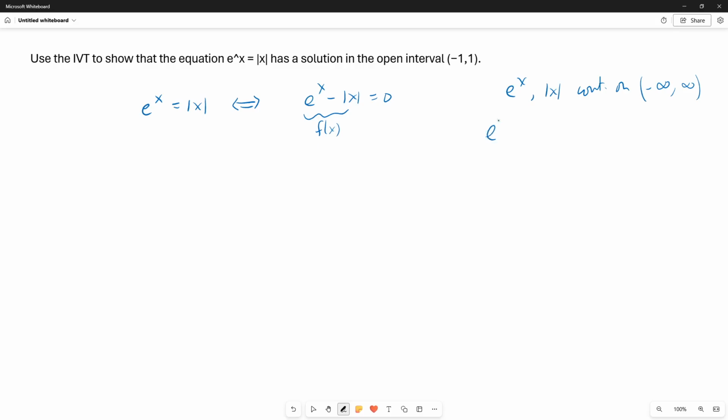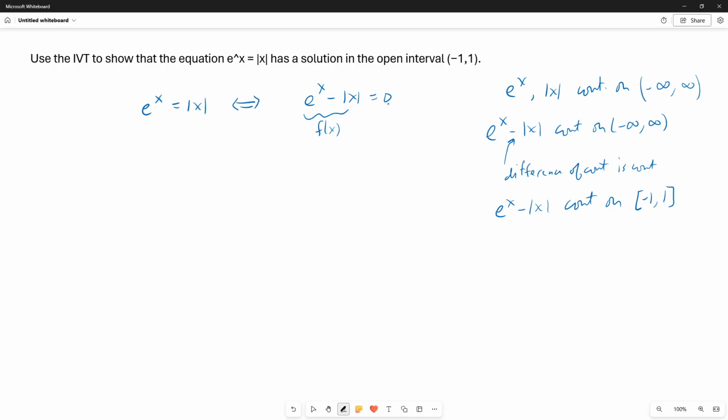And then if you subtract continuous functions, the difference of continuous functions is continuous. So the difference function here, e to the x minus absolute value of x, is also continuous for all numbers. And therefore, the function is continuous on the smaller interval -1 to 1. So we have continuity of the function.